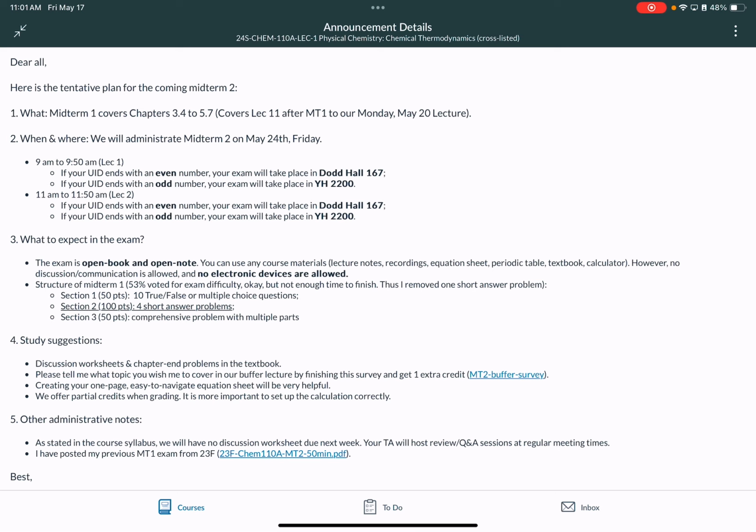Now your TA will be with you in this room. I'll meet you in Dot Hall to administer the exam. The exam is likewise 50 minutes in class time. What to expect in the exam? Again, our exam is open book, open note. You can use whatever lecture notes you want, periodic table, equation sheet, calculator, whatsoever.